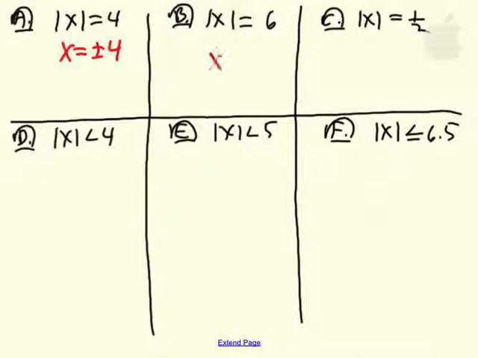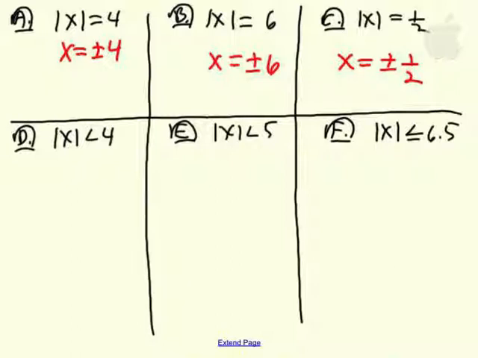The answer to B is x equals plus or minus 6. And here in C, it's x equals plus or minus 1/2. Now D, I'll do that one, and you should stop the movie and try E and F.